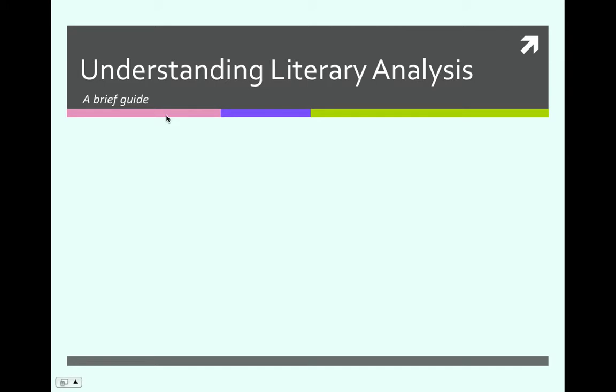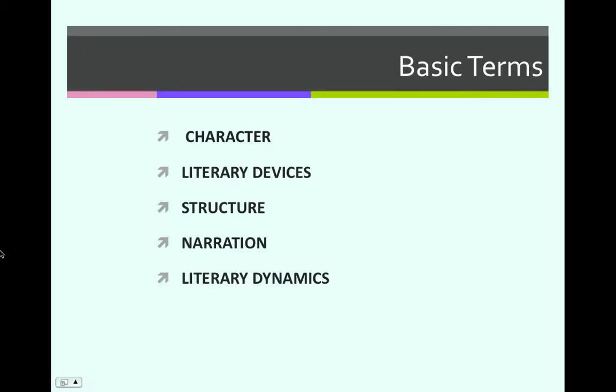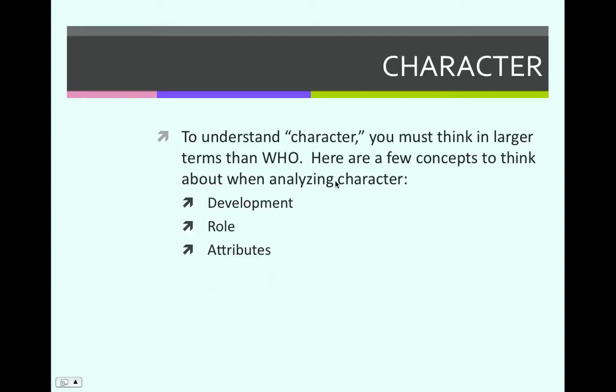Okay, guys, so we're going to walk through understanding basic literary analysis terminology. I'm going to just put this on here as an extra helpful resource. You're welcome to just look through the document yourself, but sometimes it helps to get a little bit of an explanation. There's a few things we want to make sure we look at here: character, literary devices, the structure of the piece, the narration, and any literary dynamics that may be in there.